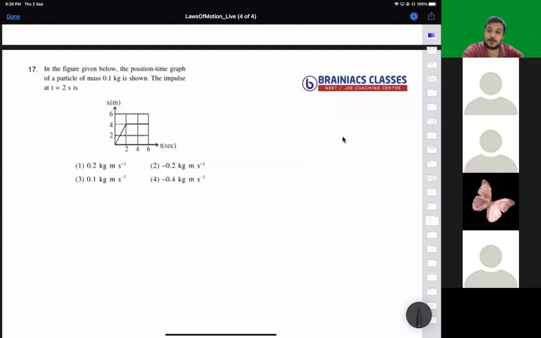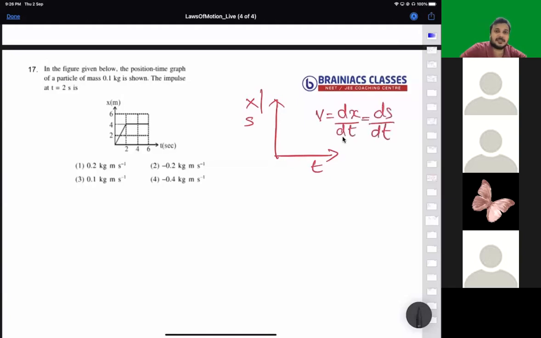What is impulse? If a position time graph is given for 1D motion, what are the things we'll get? Position time graph is nothing but the xt graph, that's displacement. From a position time graph we can find velocity. Velocity is equal to dx by dt or ds by dt. Second, acceleration also we can find. Once we have velocity, acceleration is dv by dt. This many parameters I can find.